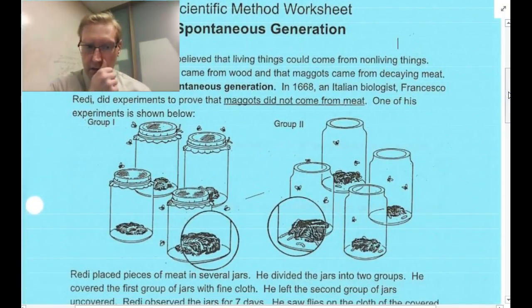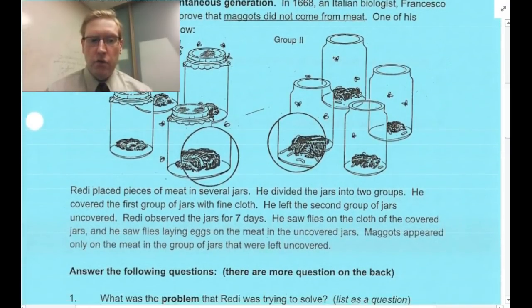So we have here, clearly, two different groups called Group 1 and Group 2. You can spot already some similarities and some differences, I hope. That's going to become important when we get to a later question. We're told Reddy placed pieces of meat in several jars. He divided the jars into two groups. He covered the first group of jars with fine cloth. He left the second group of jars uncovered. Reddy observed the jars for 7 days. He saw flies on the cloth of the covered jars, and he saw flies laying eggs on the meat in the uncovered jars. Maggots appeared only on the meat in the group of jars that were left uncovered.